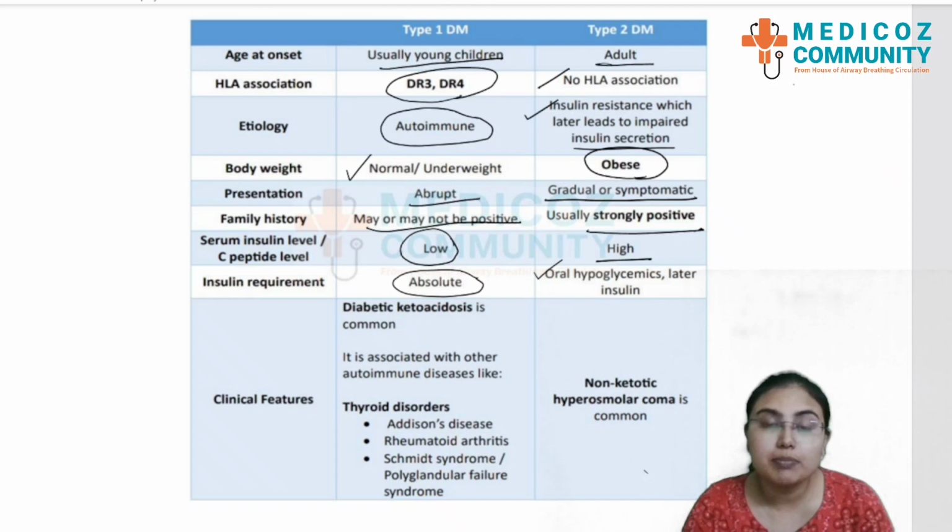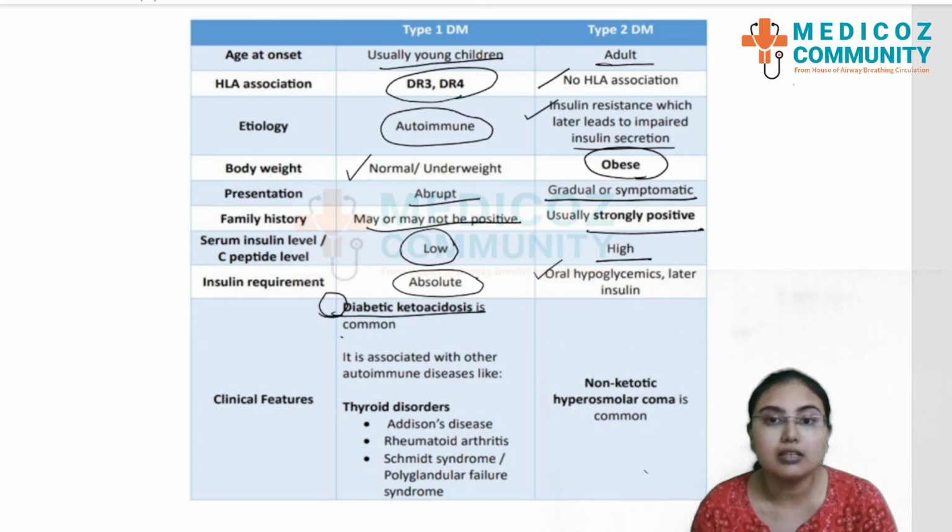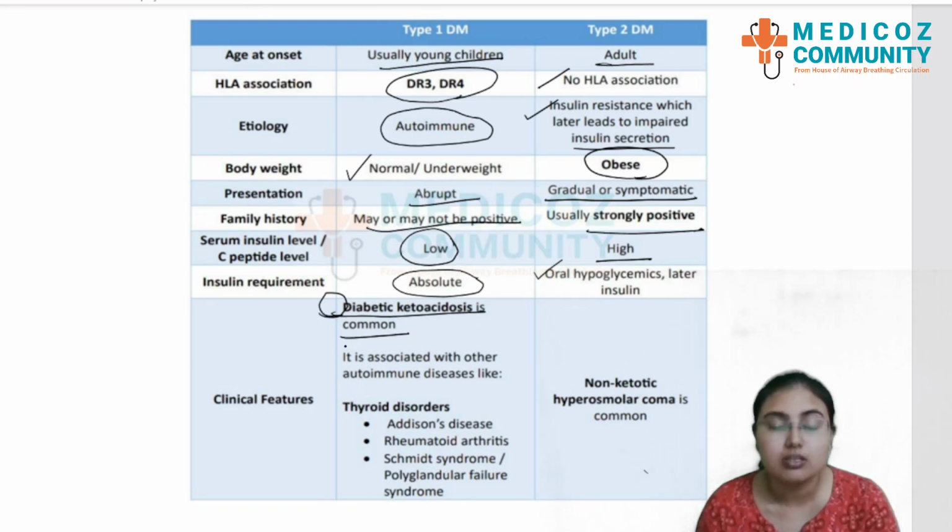Dear students, you should know that the presentation of type 1 DM can directly be with a DKA. So the child or the young adolescent might not even know that he has a pre-existing diabetes mellitus history. So the presentation itself could be a diabetic ketoacidosis. And this is absolutely common in type 1 when compared to type 2. It is also associated with other autoimmune diseases such as thyroid disorders and Addison's disease, your rheumatoid arthritis, your Schmidt syndrome, which is nothing but your polyglandular failure syndrome.